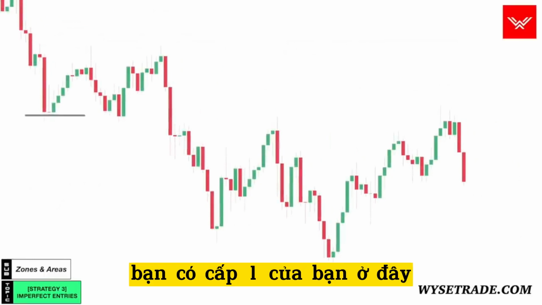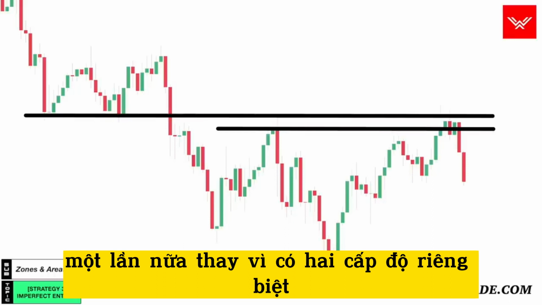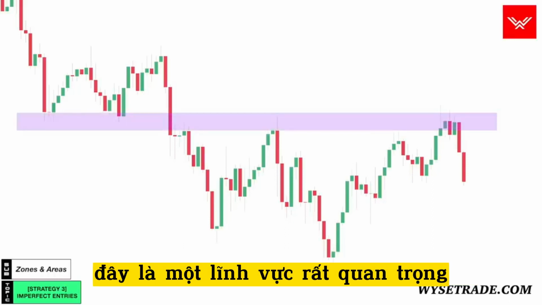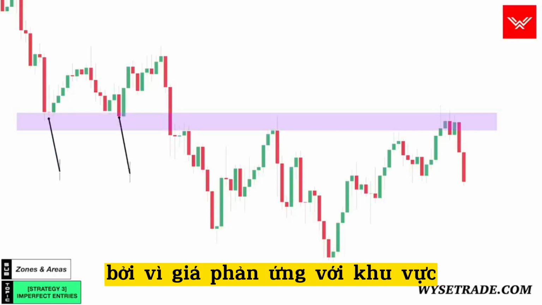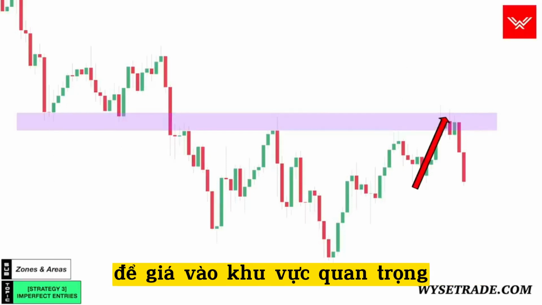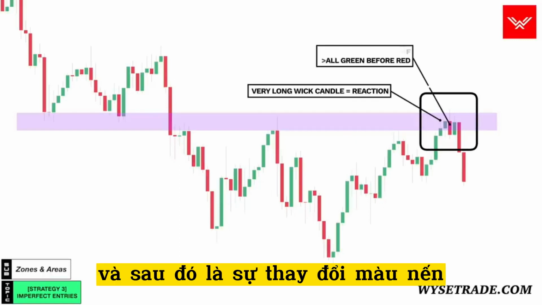So next, to the left, you have your level 1 here and your level 2 here. Again, instead of having two separate levels, we remove them and create a zone. This is a very key area because price reacted to the area as both a support area and a resistance area. So as price entered the key area, here's what you had. A very long wick candle, and then a candle color change.